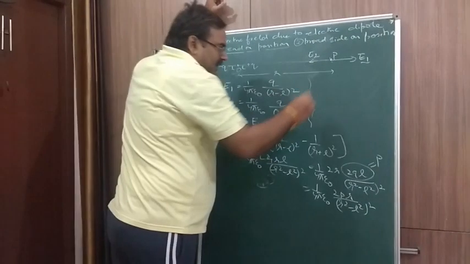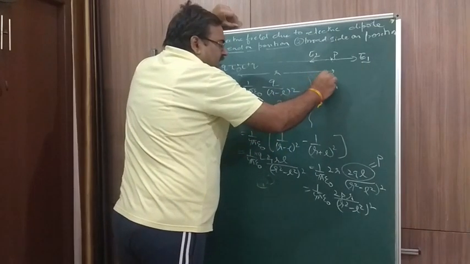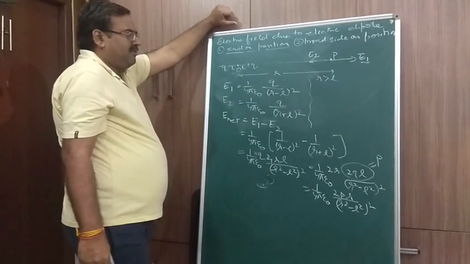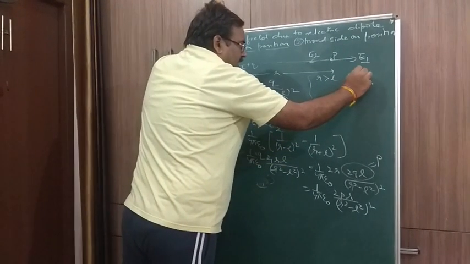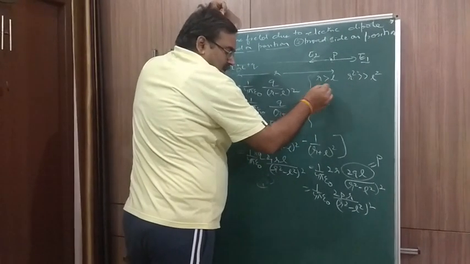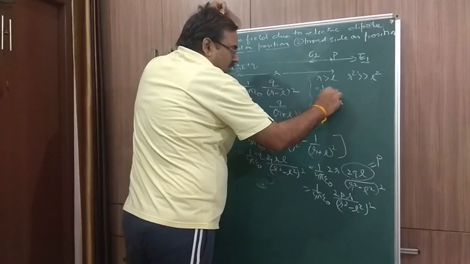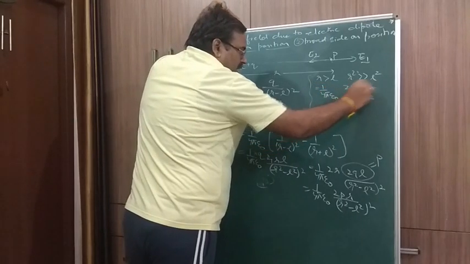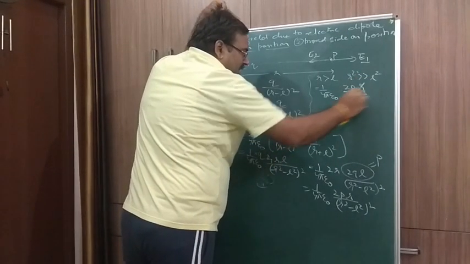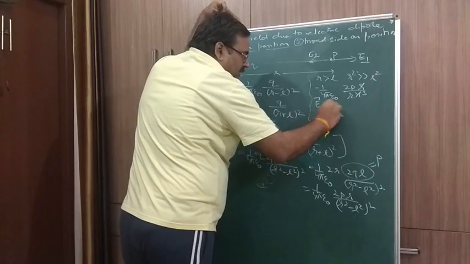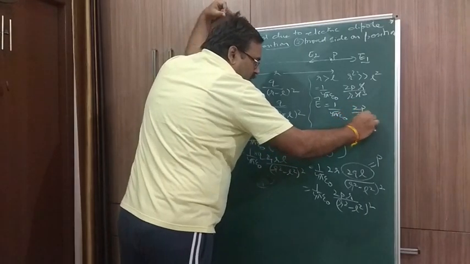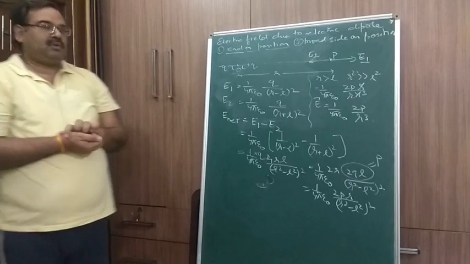If R is greater than L, then R square will be much greater than L square, so we can ignore L square. So we have 1 upon 4 pi epsilon naught, 2pR upon R to the power 4. R cancels with R to the power 4, and we get R cube. Net electric field is given by the formula 1 upon 4 pi epsilon naught, 2p upon R cube. Okay. So this is how.